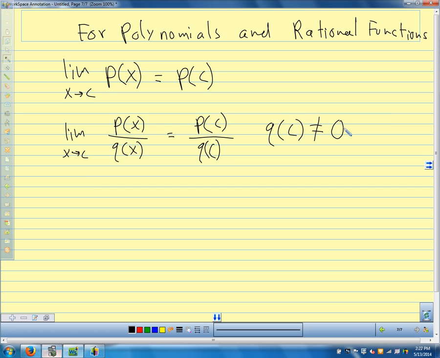It turns out we already know how to do this with all the work we've done with rational functions. We'll just put it in a slightly different context. So polynomials and rational functions are our friendliest family of functions when it comes to limits. All we have to do is plug in x equals c to find the limit, as long as we're not dividing by 0.